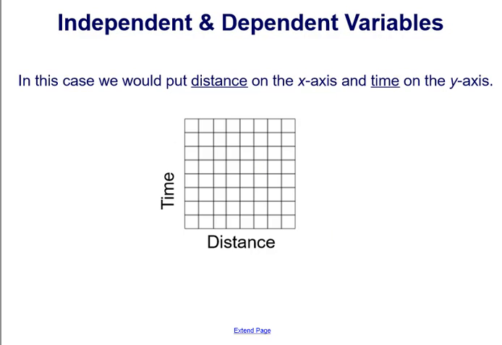So here is what that would look like. So we could then draw our graph.